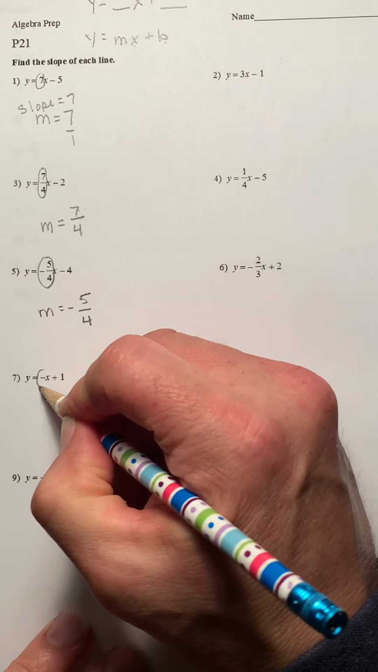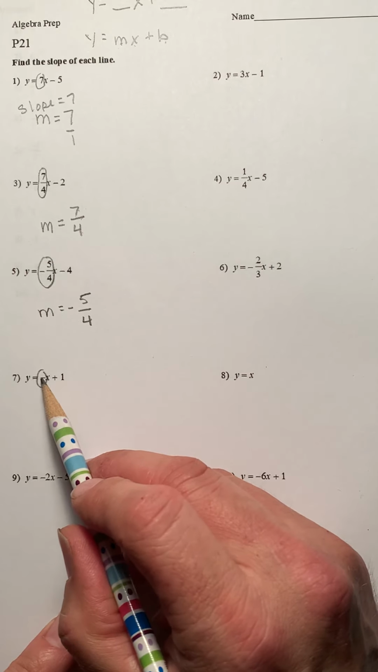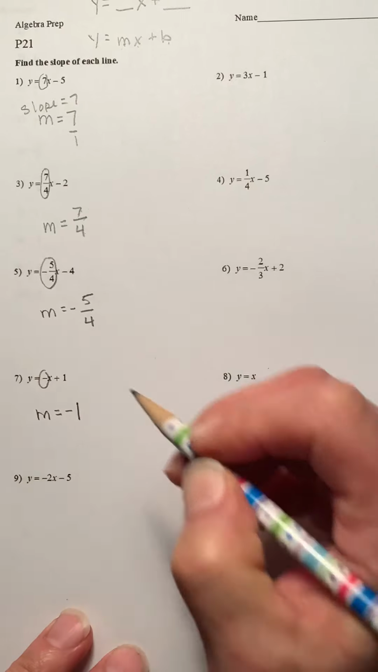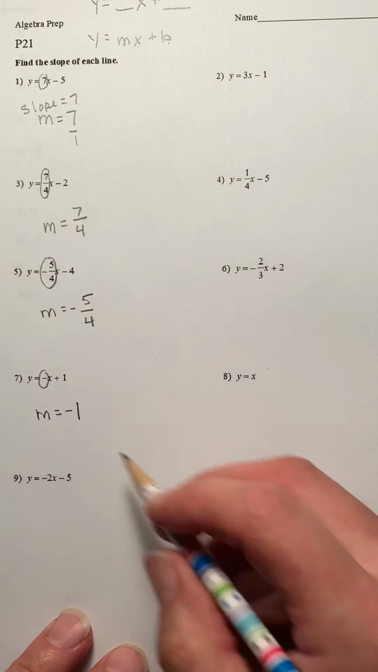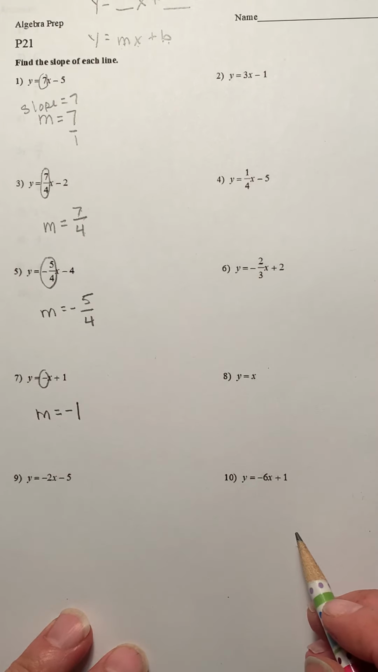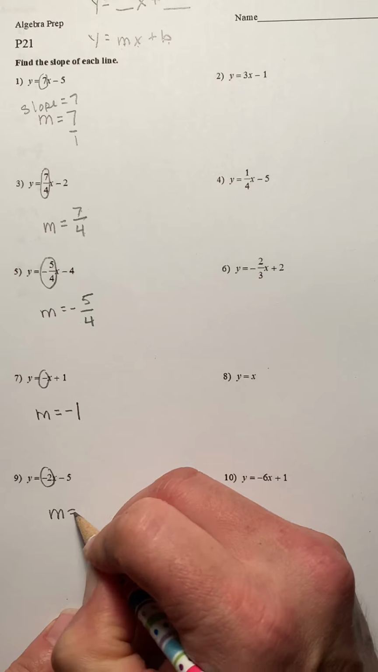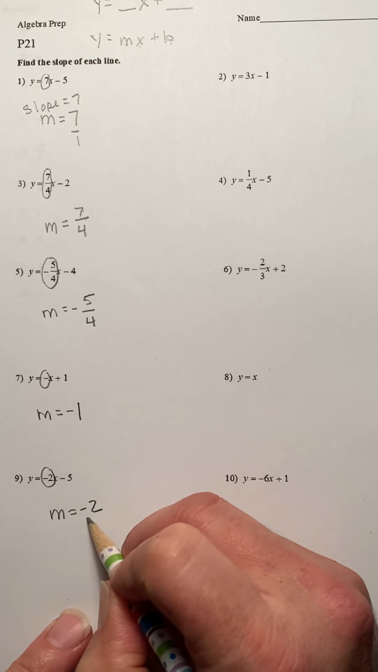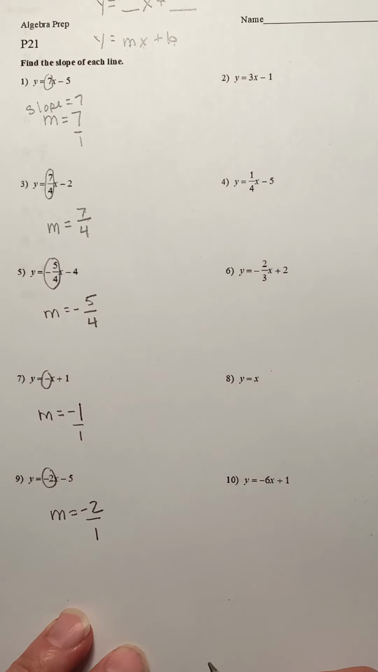Now, in number 7, because there is no number in front of the x, remember that's a 1 in front, but the negative sign means that our slope is going to be a negative 1, not just a 1. The negative belongs to the 1 in front of the x, not to the x. And last but not least, number 9, of course, negative 2. And remember it's always a fraction. You could always put it over 1 if you want, just like on number 7.